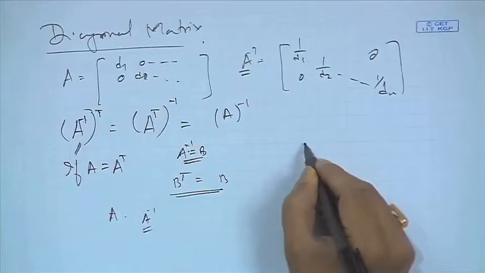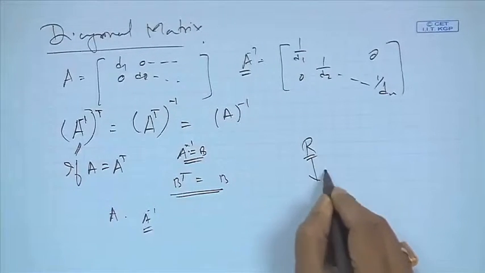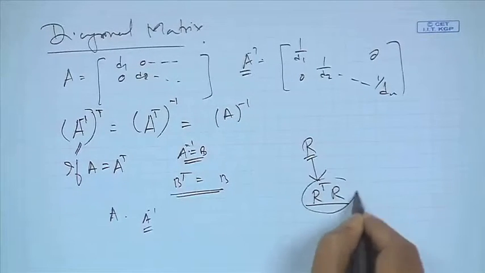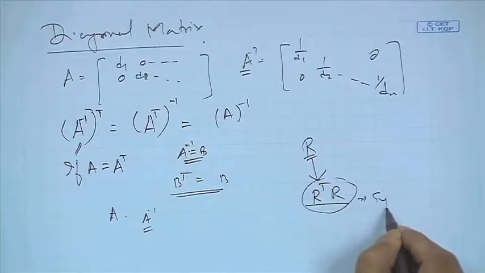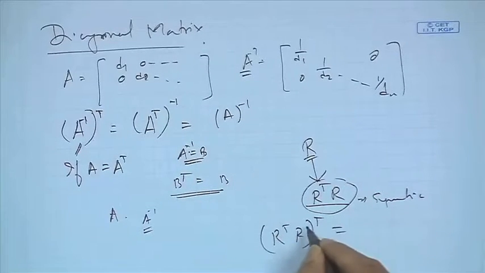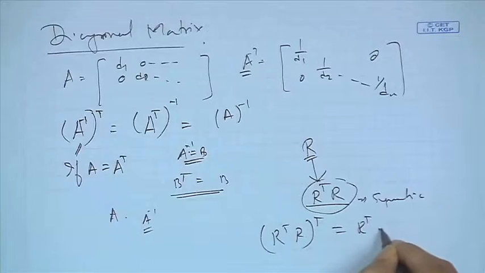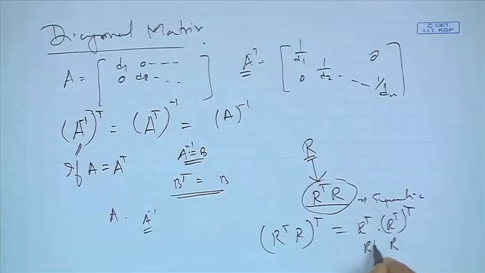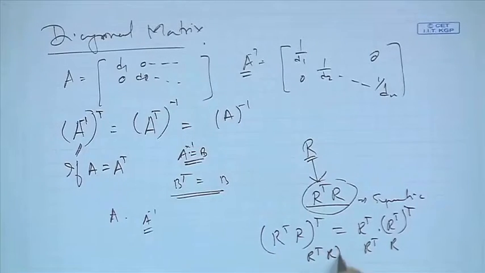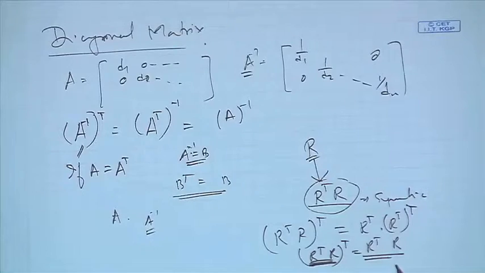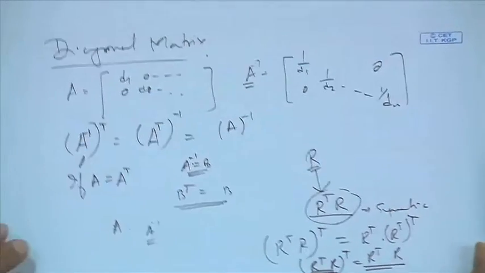For a rectangular matrix R, we have, let's say, R transpose times R. This is a square matrix and this is a symmetric matrix, right? Because it is clear: if I take the transpose of R transpose times R, what do I get? R transpose times R transpose transpose, and R transpose transpose is basically R. So R transpose R whole transpose is equal to R transpose R. So basically that is a symmetric matrix, not a problem.